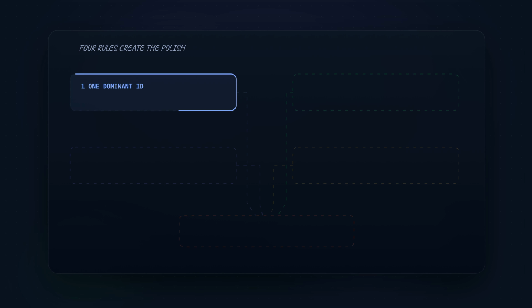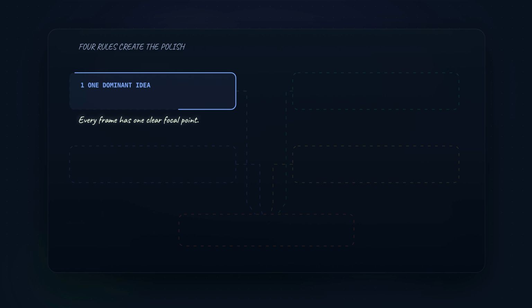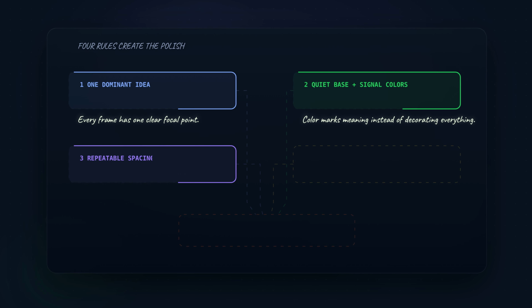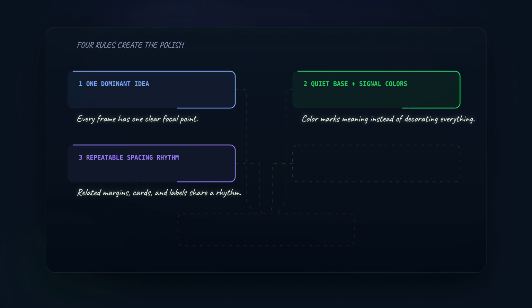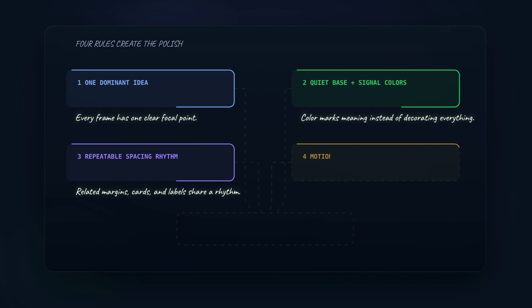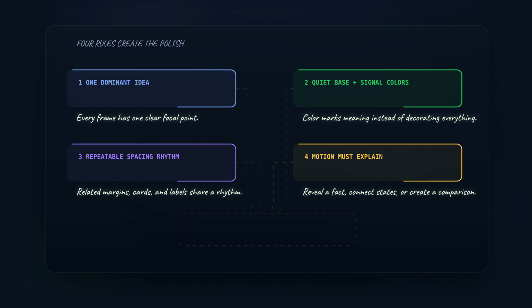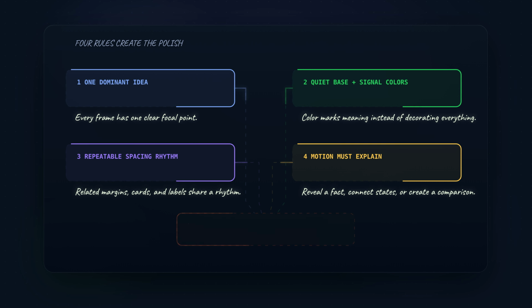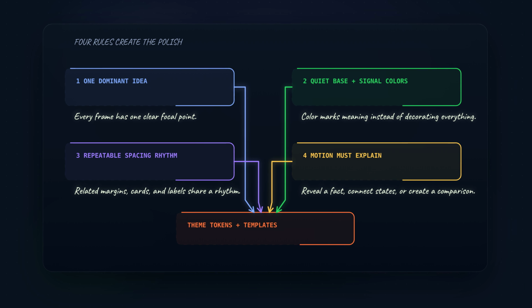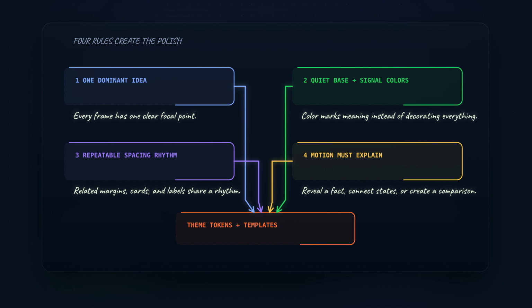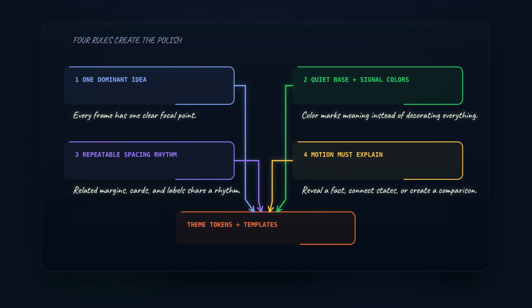Most of the polished feeling comes from 4 rules. First, every frame gets one dominant idea. Second, the palette uses a quiet base with only a couple of signal colors. Third, spacing follows a repeatable rhythm, so cards, labels, and margins feel related. Fourth, motion must reveal a fact, connect 2 states, or create a comparison. Any motion that fails all 3 tests gets removed. I encode these rules as theme tokens and templates. That means a title card, code panel, or comparison scene begins with good defaults instead of an empty canvas.